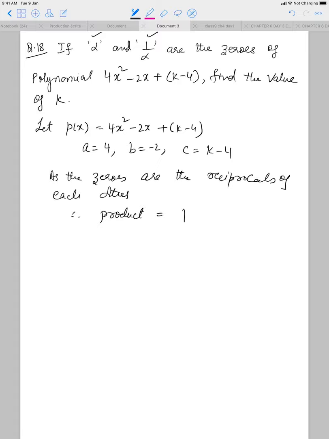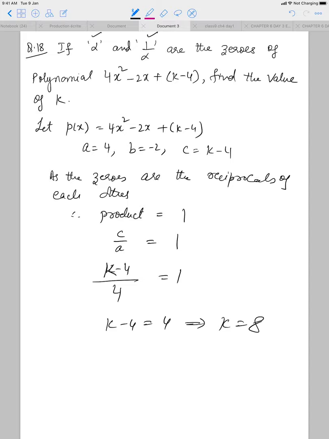Reciprocals, so we will multiply them, and the answer will be 1. Now, what is the product according to this polynomial? Product is given by c by a. Now, what is c? k minus 4, and a is 4. So, the equation formed is k minus 4 is equal to 4, and this implies k is equal to 8.